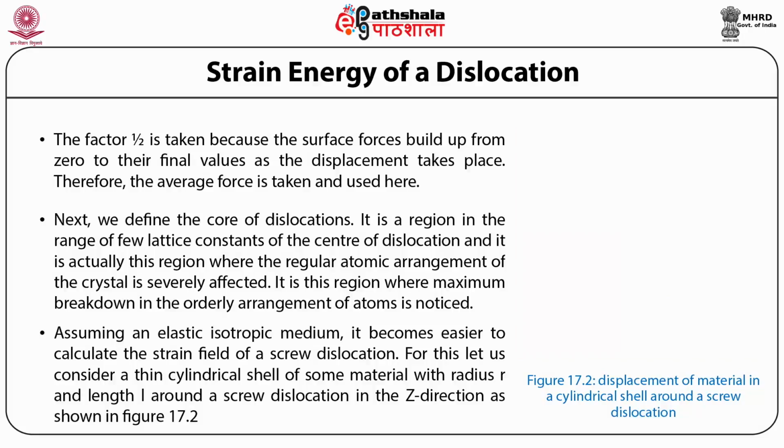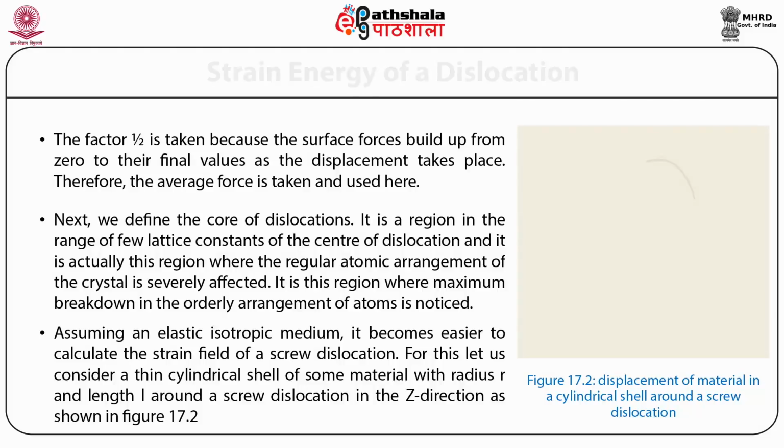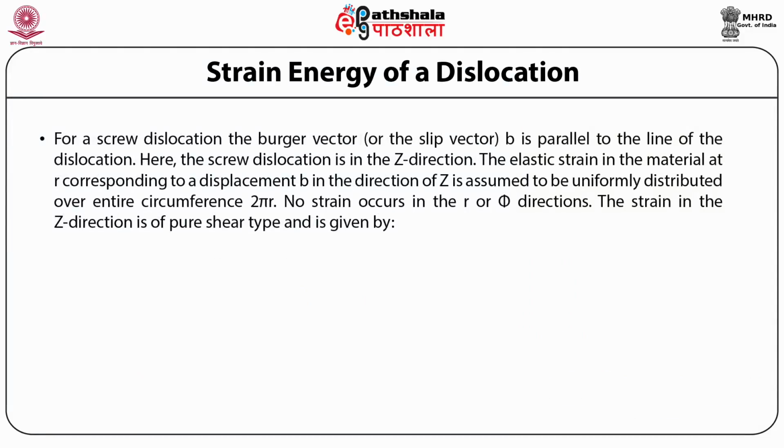For this, let us consider a thin cylindrical shell of some material with radius r and length L around a screw dislocation in the z direction, as shown in figure 17.2. For a screw dislocation, the Burgers vector or the slip vector b is parallel to the line of the dislocation. Here the screw dislocation is in the z direction.